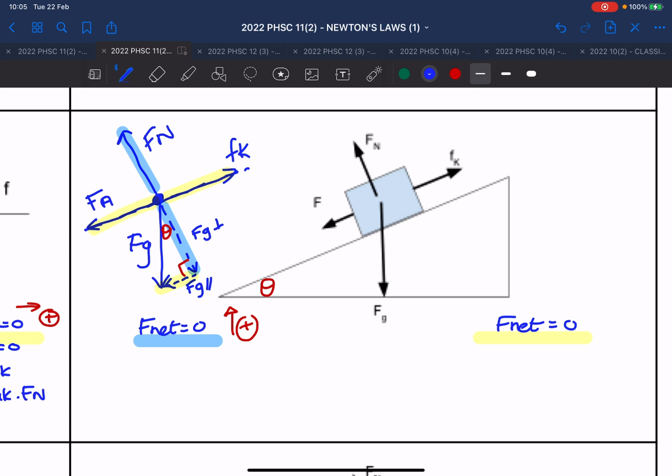An object will... Beautiful. Right, so when you look at it, I chose up to be positive. Then it's the up minus the down. And we have a formula to calculate FG perpendicular: FG cos theta. If you chose down to be positive, then it will just be FG perpendicular minus Fn. But you should get the same answer at the end.